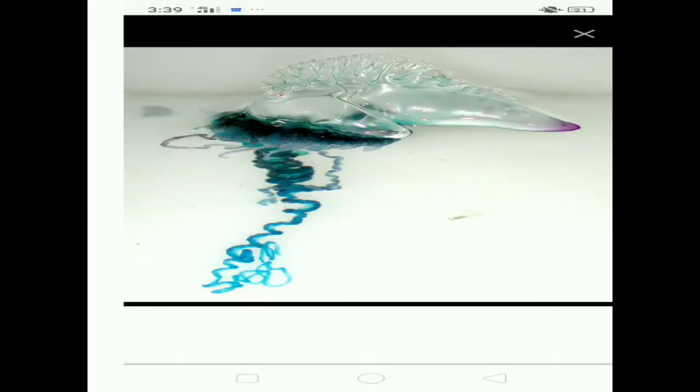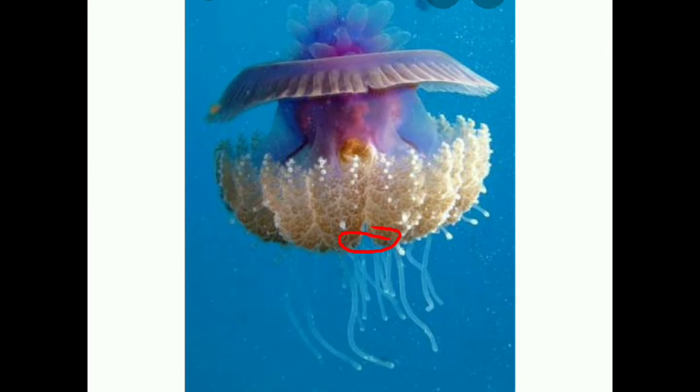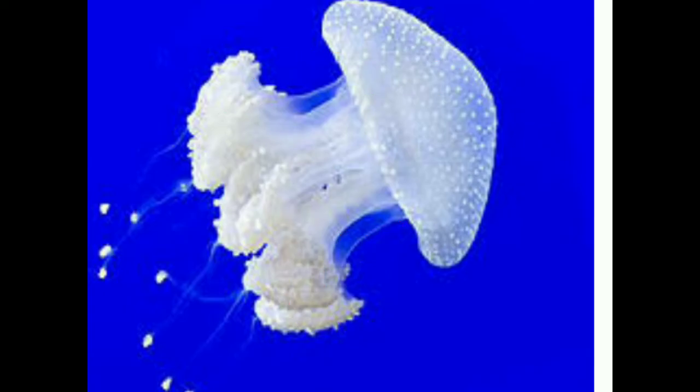Next is Physalia. This animal is also called Portuguese man of the war. It also shows presence of tentacles towards the ventral side, and it is a blue bottle. This animal is also called blue bottle. Next is jellyfish, also called Aurelia. It is umbrella shaped and shows presence of mouth towards the ventral side, surrounded by tentacles. It is a free floating animal because it is in the form of medusa.